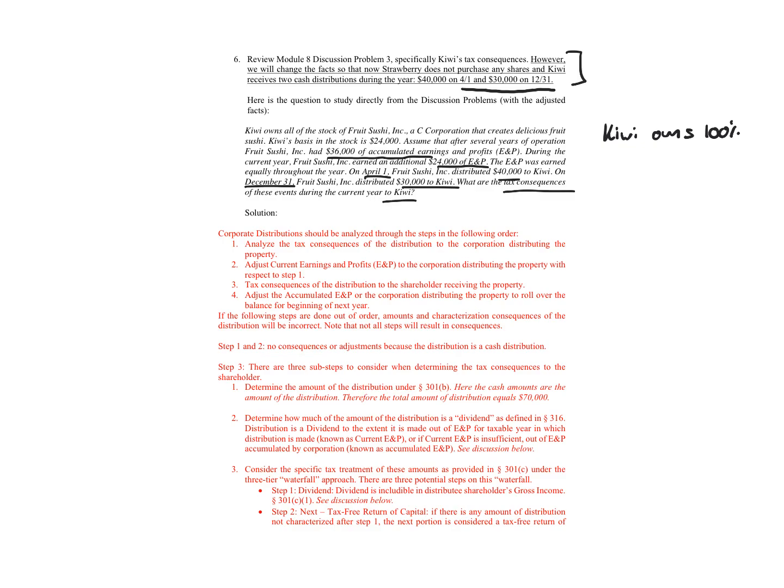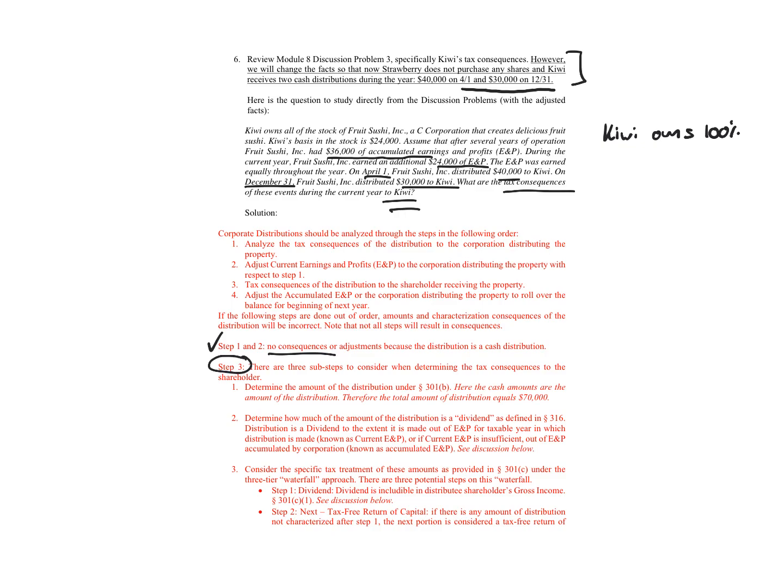So remember distributions, you've got 4 steps. In steps 1 and 2, you look at the consequences to the corporation: you adjust accumulated E&P and you adjust E&P for the year. This is a cash distribution. It's cash, $30,000 and $40,000, $70,000 total, right? Since it's a cash distribution, step 1 and step 2 have no consequences, so we go right to step 3. Because the problem is just asking for the consequences to the shareholder, Kiwi, we can skip step 4 and just focus on step 3, which unfortunately is the long part.